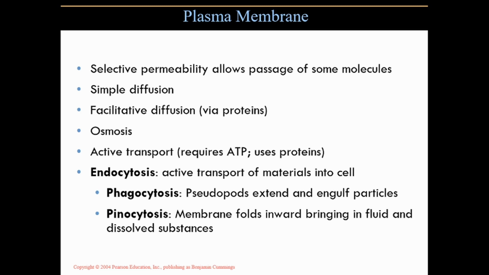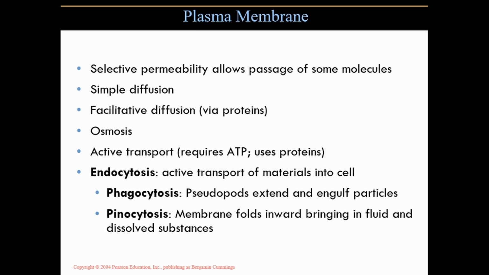Endocytosis is one of them. Active transport of materials into the cell. Endo means into. So this is the process of transporting things into a cell. And endocytosis can be subdivided into two main types, phagocytosis and pinocytosis. Phagocytosis is taking in solid particles through the extension and the use of pseudopods, which means false feet. So this would be like the cell membrane extending out, engulfing a solid particle and bringing it into the cell.